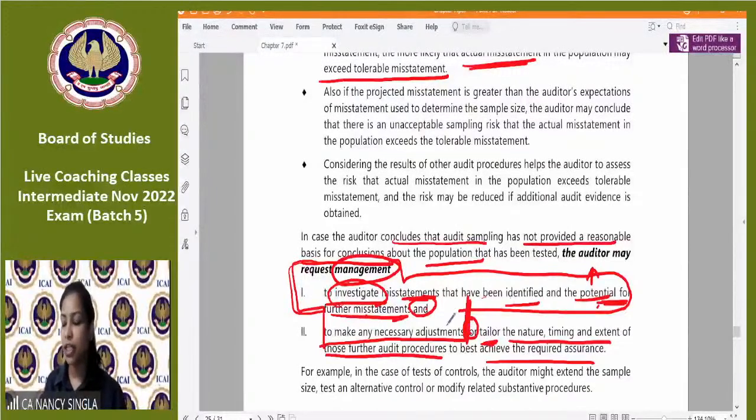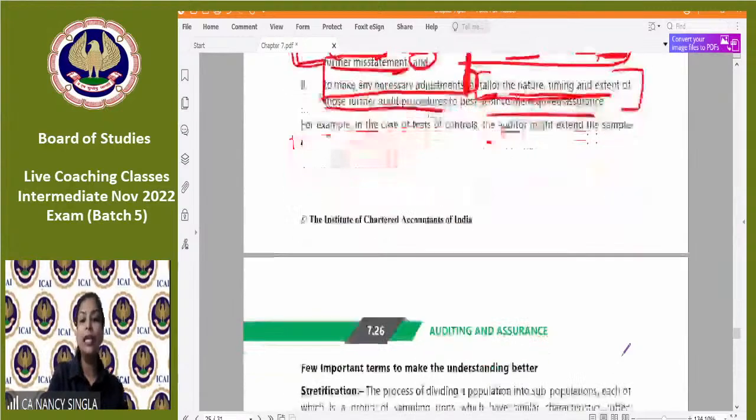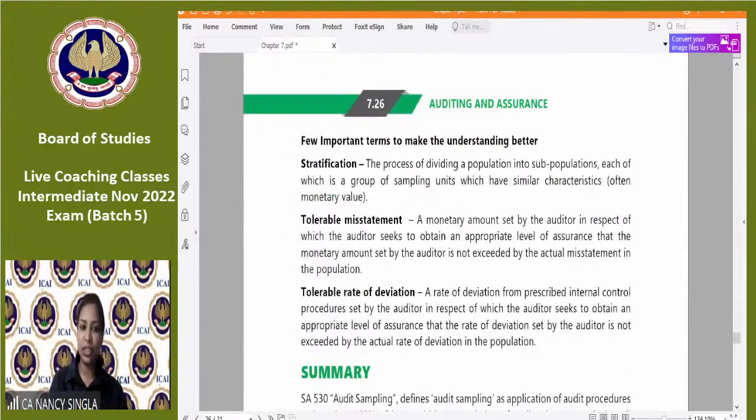The auditor will request management, and the next point is what? What will the auditor do by himself? Now he'll change his NTE of substantive procedures. Clear? Is it clear? And the next page contains what? Stratification, that you all know.